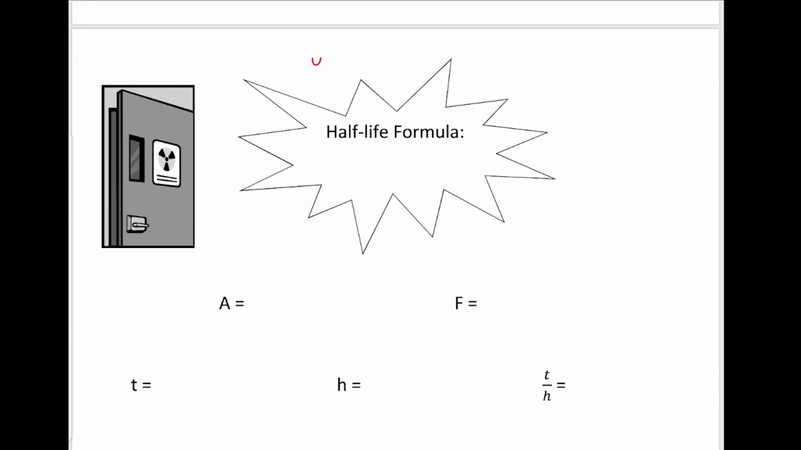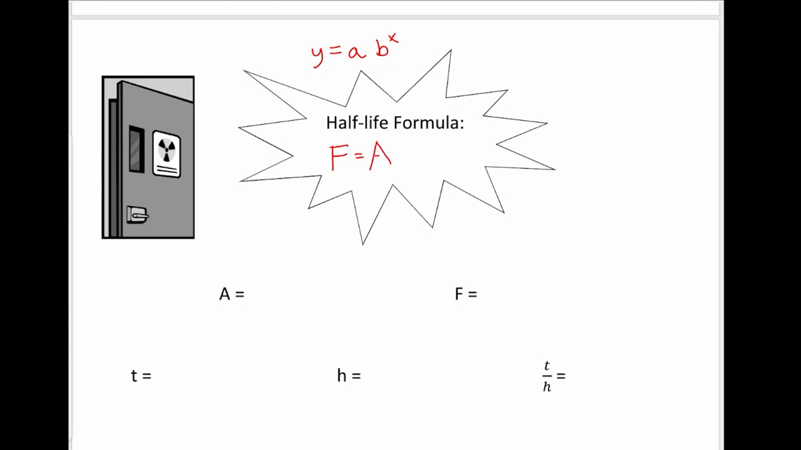Again, your generic exponential function is a times b to the x. But for this half-life formula, we're dealing with different substances, and the output will be however much of it is left after however much time goes by. So I'm going to write it like this. F, our final amount, equals capital A, our initial amount, times 1/2, that's our multiplier. Then the only gimmick part of this, where it's a little different from some of the other exponential functions we looked at, is we take the amount of time and divide it by however long the half-life is.